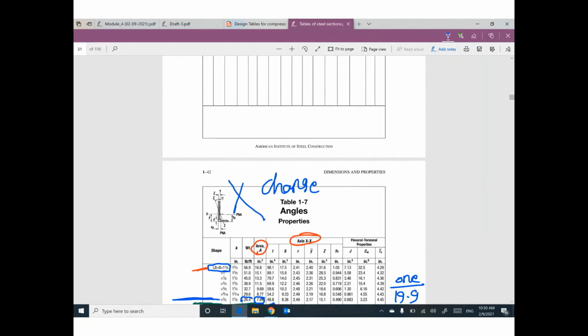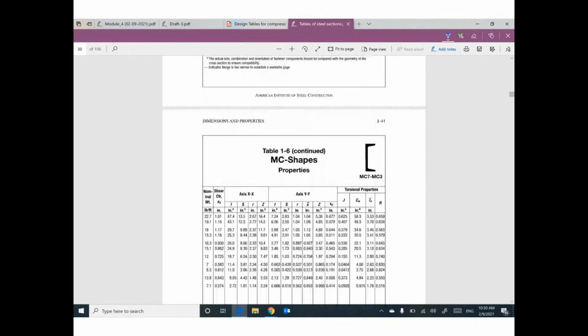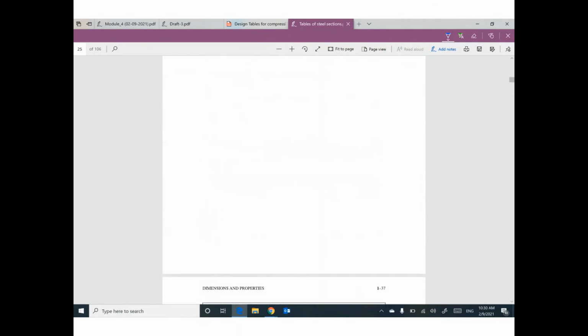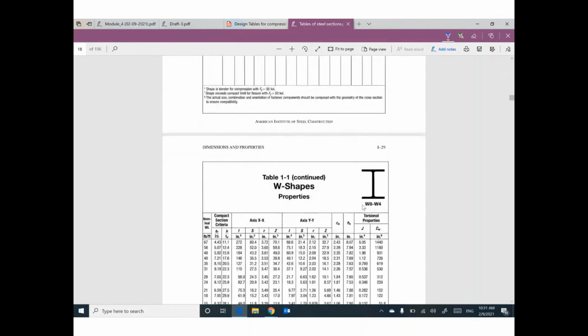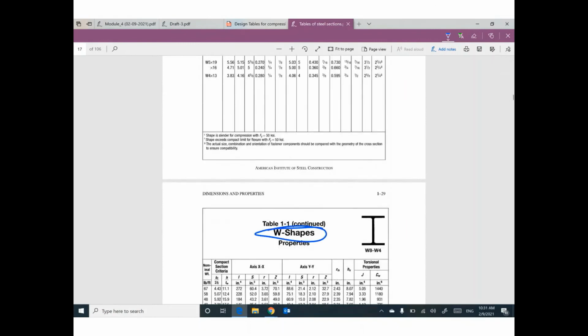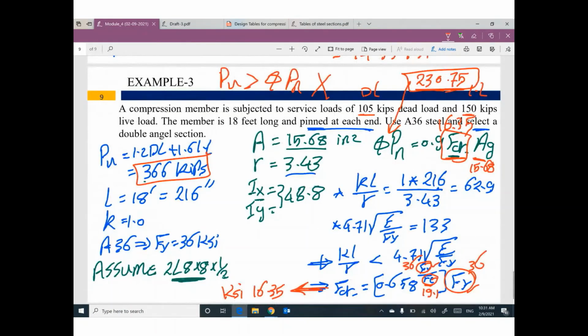Angles will not work. You cannot use a channel, or I highly recommend, for biggest bridges or structures, to use the W shape. So this is a good question. One of you will ask me, hey, Dr. Ayman, if I selected a cross section and I tried to do my design, and finally the Pu ultimate is still greater than the design compressive strength, what should I do? You have to increase the cross section.